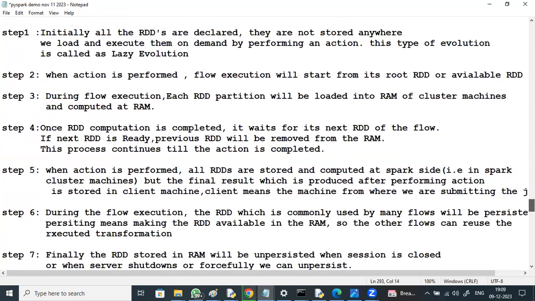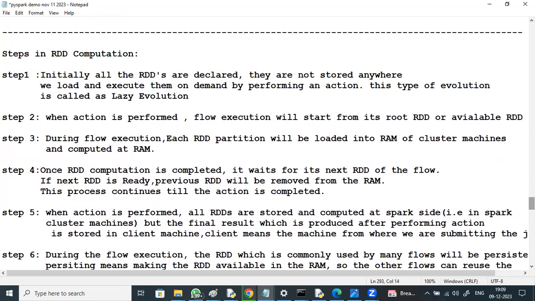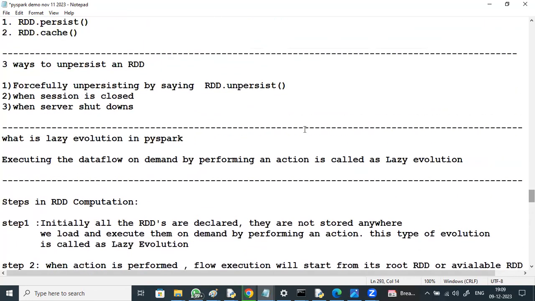I think you have written some more points about unpersist, when the session is closed. Three ways to unpersist, right? RDD.unpersist is one way. When the session is closed, it will be unpersisted. When the server shuts down, it will be unpersisted. Whatever RDDs are in the RAM will get unpersisted, removed from the RAM.